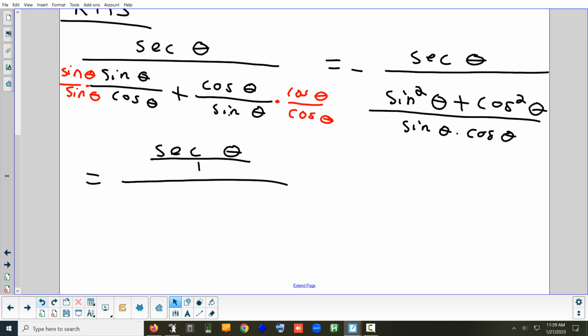Okay, what's sine squared plus cosine squared? 1. Wait, where'd you get 2 ones? Oh, I just wrote secant. You'll see why I did that in a second. I just put secant over 1. Now we have a fraction divided by another fraction. How do we simplify when you divide two fractions?